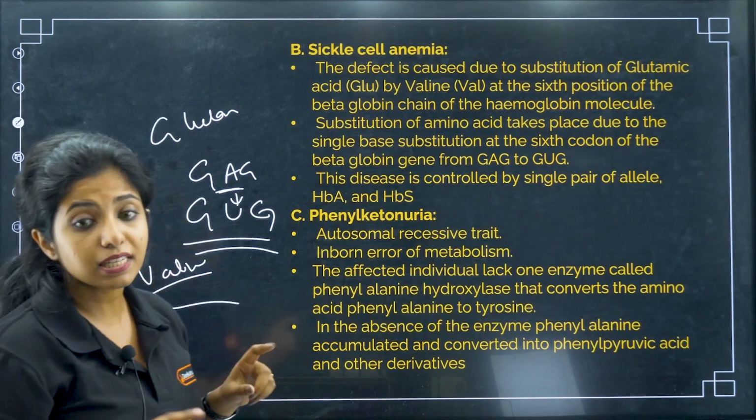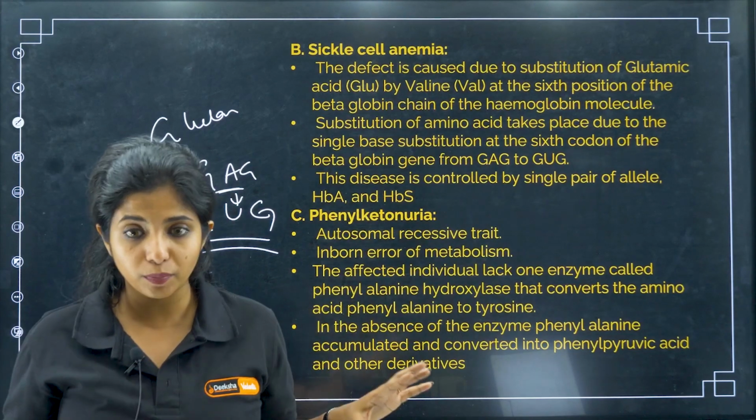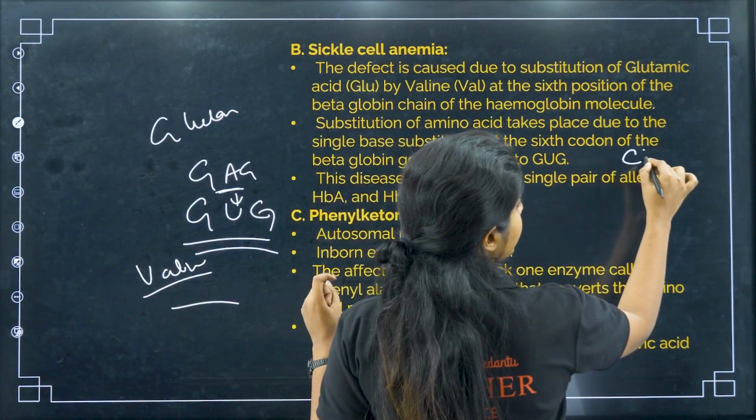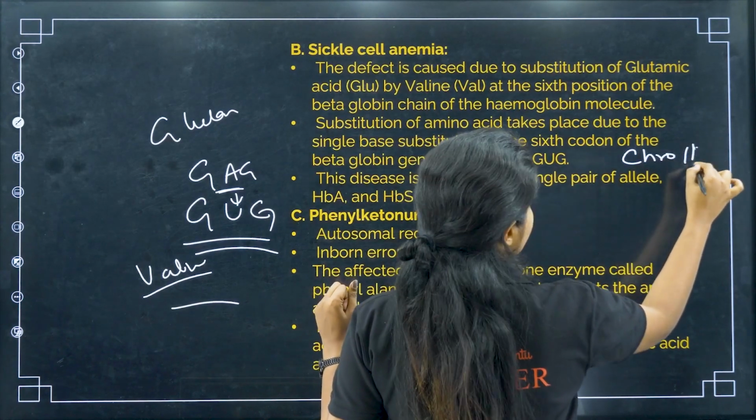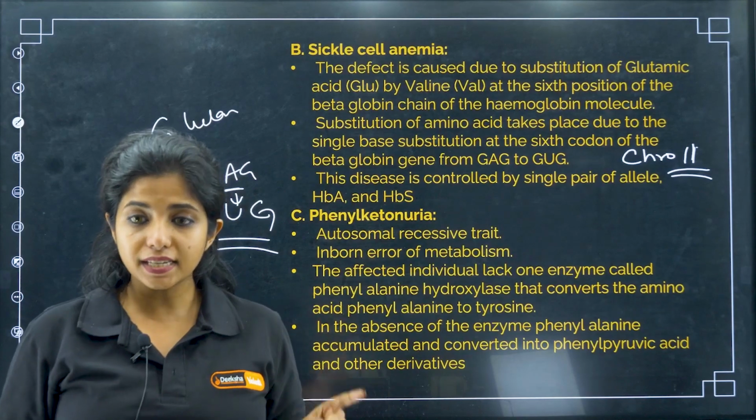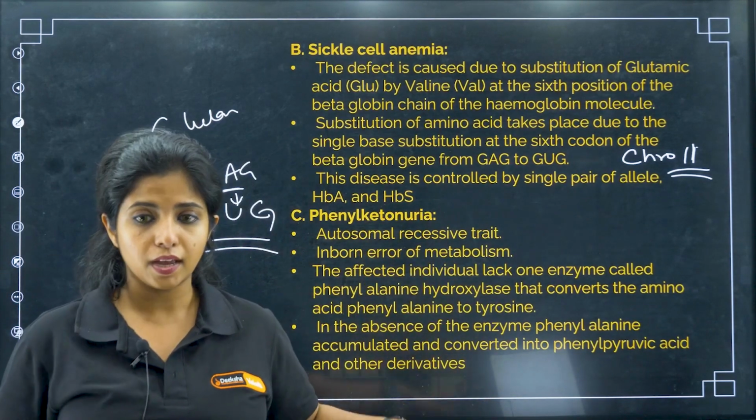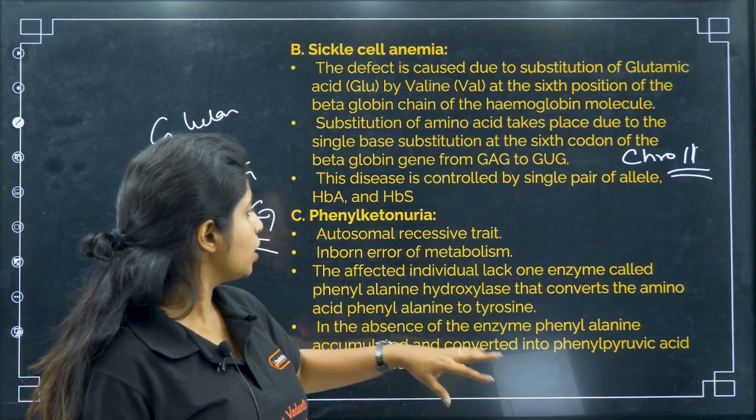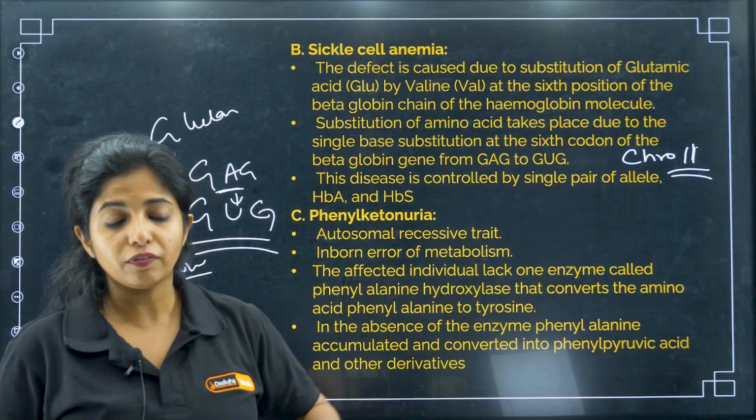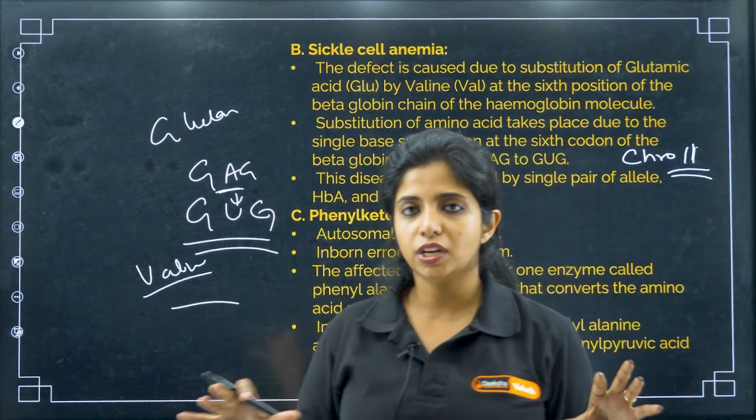And sickle cell anemia is a qualitative disorder. The quality of the beta globin chain is going to be disrupted, and always remember the beta globin chain gene is located on chromosome number 11. And it is an autosomal recessive disorder. Anyone can have it, male or female. Okay, phenylketonuria, again an autosomal recessive trait. Over here, what happens? Phenylalanine hydroxylase enzyme is not being produced, which is why phenylalanine stays in our body and converts to phenylpyruvic acid, causes mental retardation and everything.